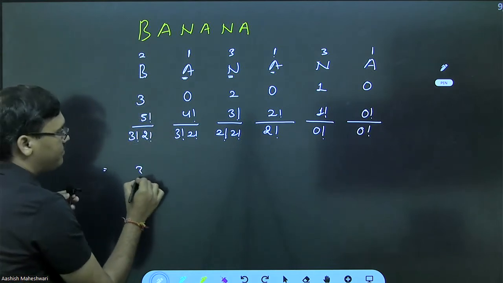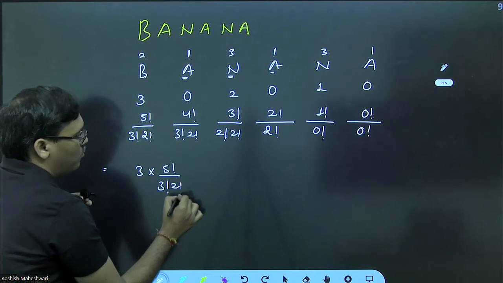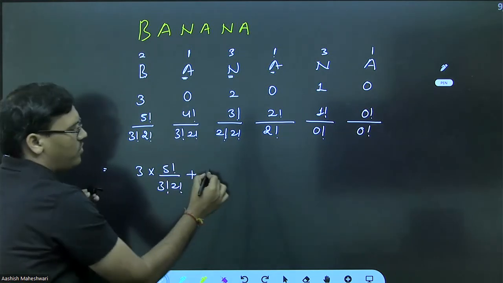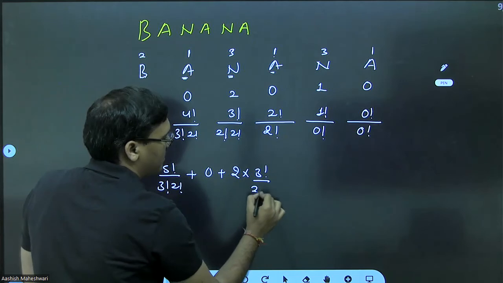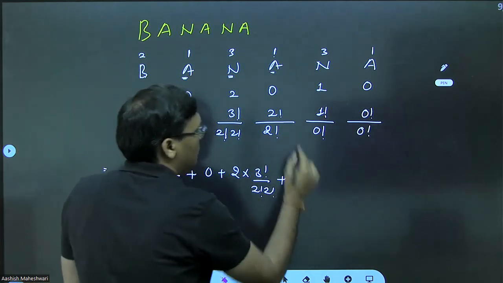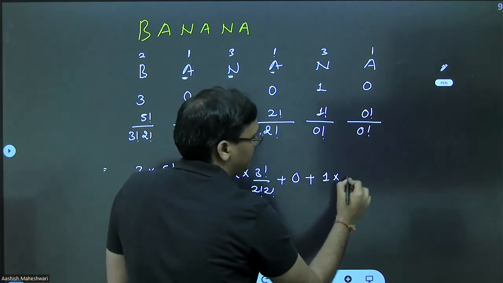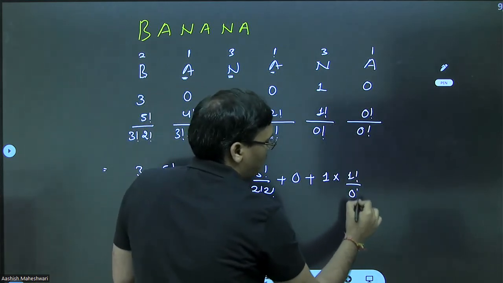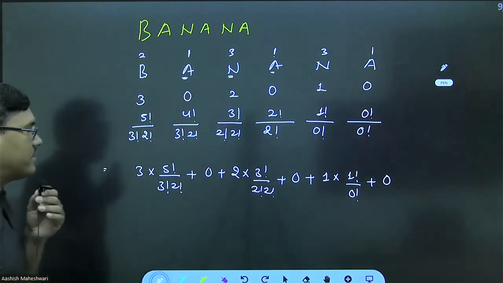3 into this. 3 into 5 factorial divided by 3 factorial, 2 factorial, plus. It will be 0 only. Plus 2 into 3 factorial divided by 2 factorial, 2 factorial. This is 0. You can see. Plus 1 into 1 factorial by 0 factorial. And this will be plus 0. Correct? I hope this is clear.